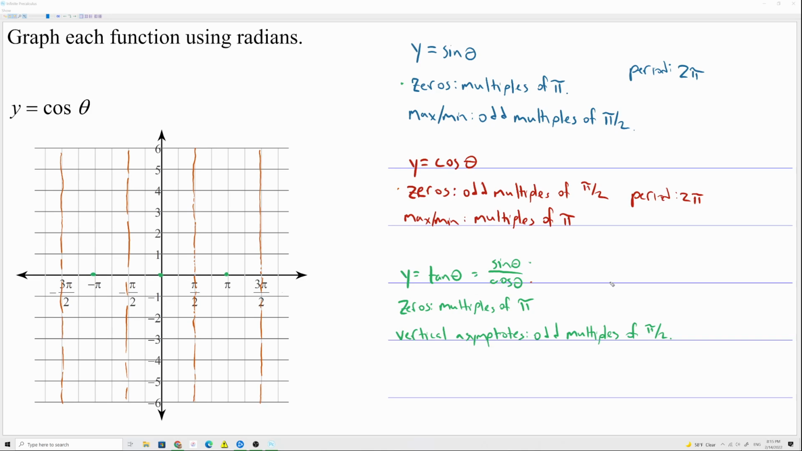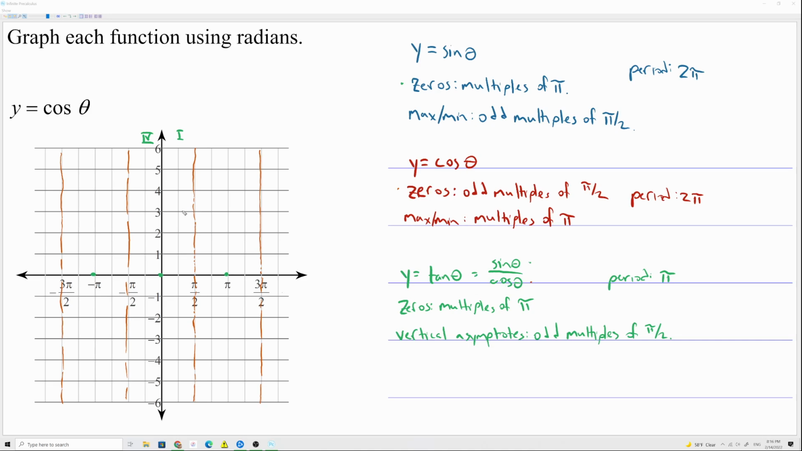Now, the period of the tangent function is pi. It's not 2 pi like the others. So between any of the asymptotes, the width of this interval between the two vertical asymptotes is pi. So this is one period of the tangent function. All right, so let's further divide that. Between 0 and pi over 2, that corresponds to quadrant 1 of the unit circle. Whereas negative pi over 2 to 0, that corresponds to quadrant 4 of the unit circle.